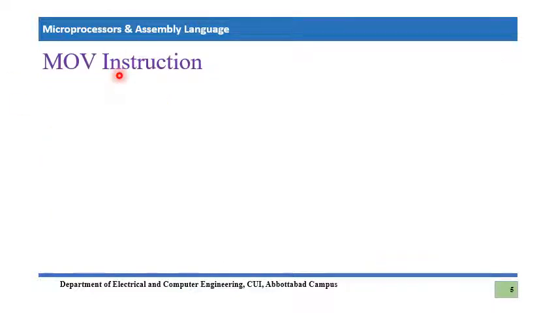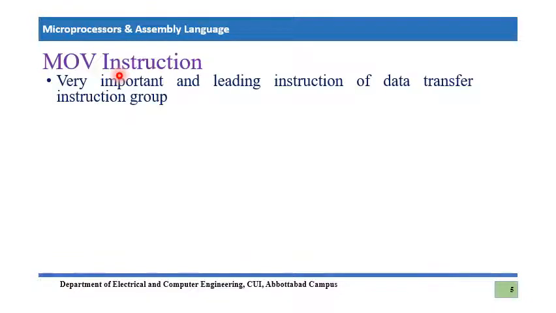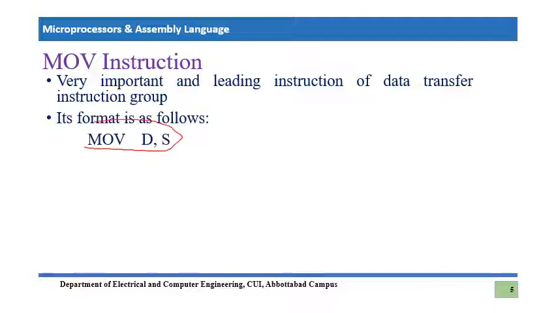Okay, the move instruction we are formally going to introduce now. As I explained, it's very important because it leads toward data transfer instruction variations. Its format is as follows: MOV D, S. This is a very unique thing. This is the format. Every time you use a move statement, you need to follow this particular format.